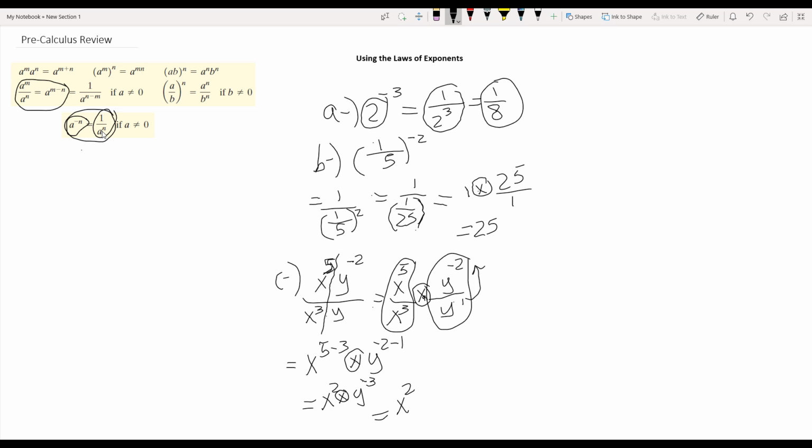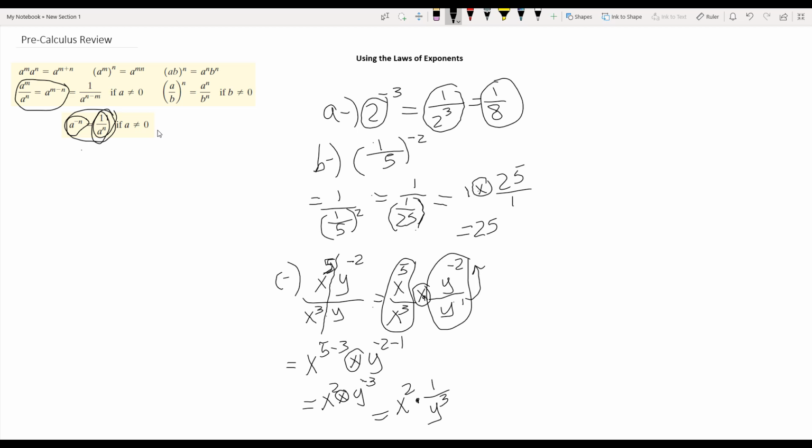So if we got this y to the negative 3, look what we can do. You see that there? 1 over a to the n. So that means that we can rewrite this as 1 over y to the third power. Right? Pretty simple.